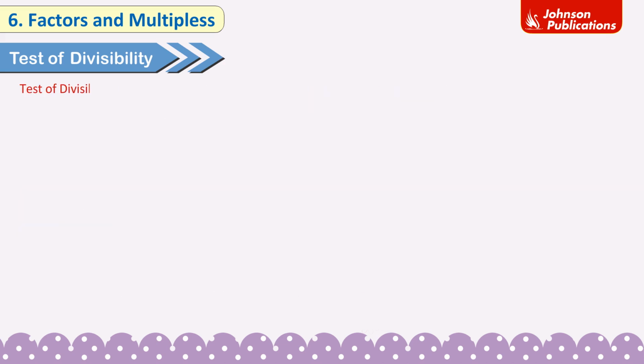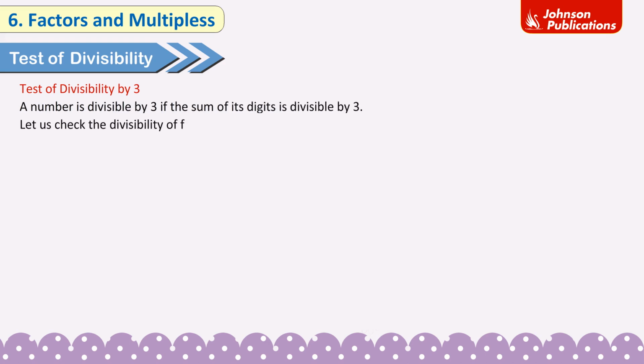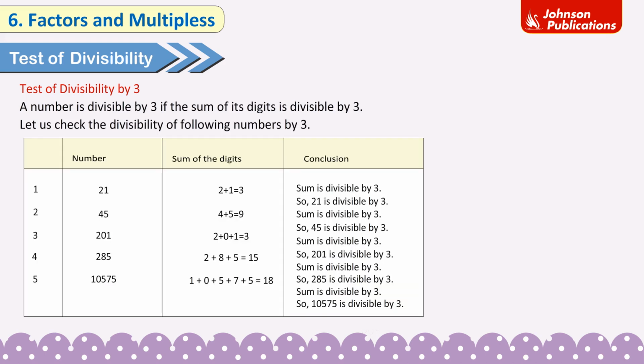Test of divisibility by 3. A number is divisible by 3 if the sum of the digits is divisible by 3. Let us check the divisibility of the following numbers by 3. Number, sum of the digits, conclusion. Number 1. 21. 2 plus 1 is equal to 3. Sum is divisible by 3. So 21 is divisible by 3.